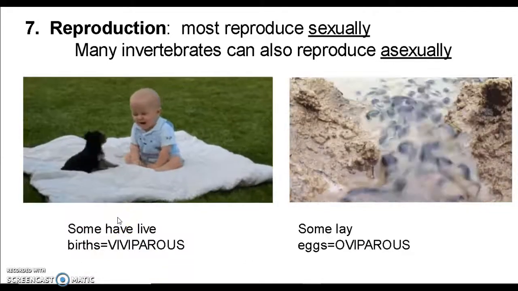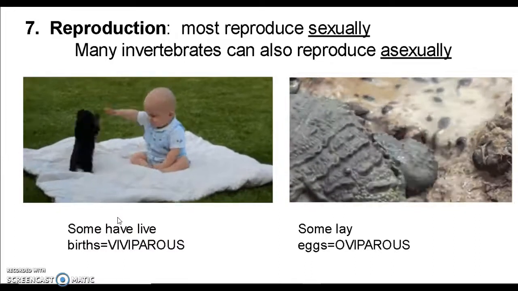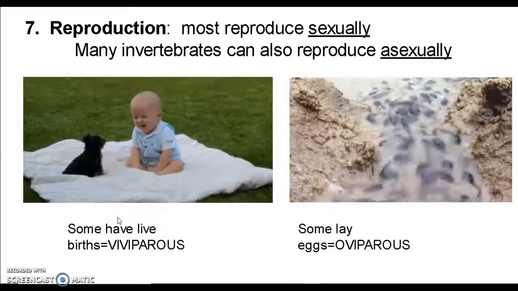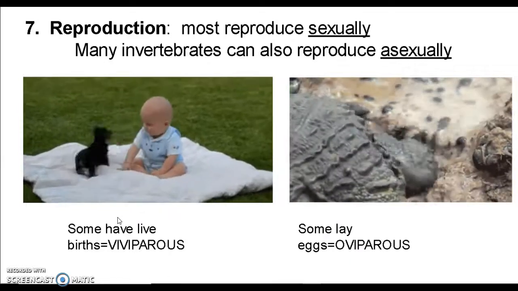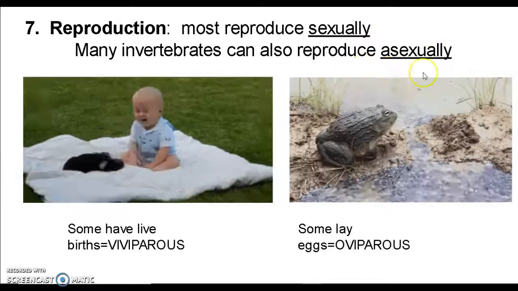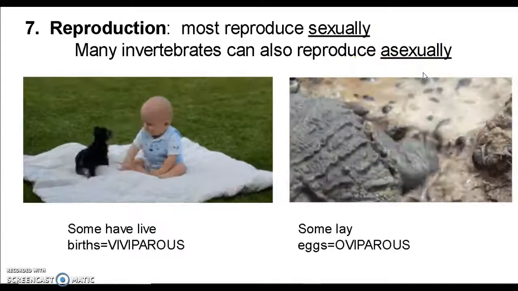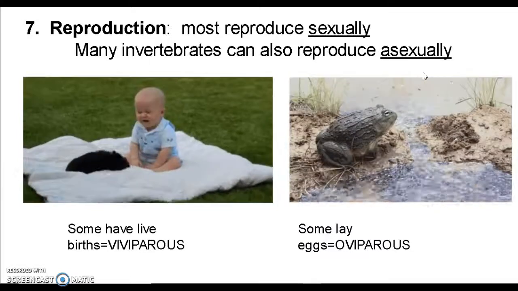Many invertebrates can also reproduce asexually, meaning that they are able to make genetically identical clones of themselves. So, hydras do this, sea sponges do this, corals are able to do this, and some smaller worms are able to do this.